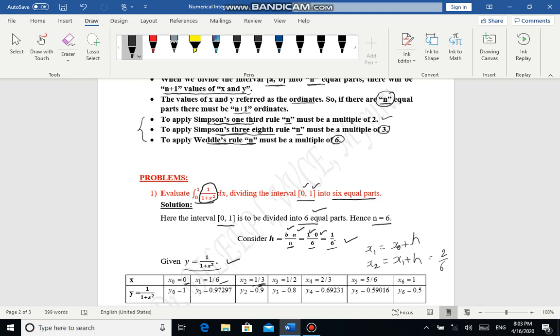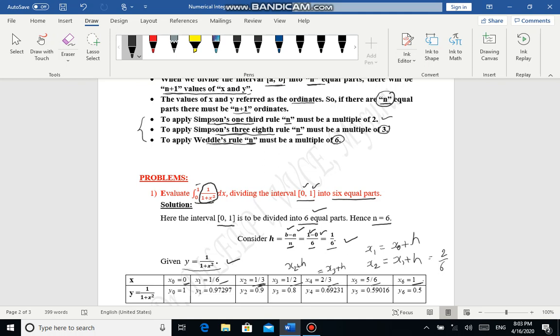Similarly, we need to find x3, x4, x5 and x6. So x3 is x2 plus h, x4 is x3 plus h, and similarly x5 is x4 plus h. I am going to stop here because x6 is 1, which is my upper limit. So stop the values of x here.